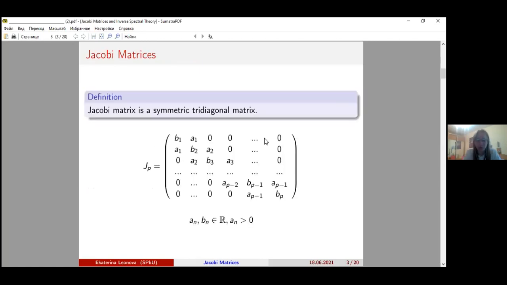So usually what is done, people study Jacobi matrices. What is a Jacobi matrix? It's basically a symmetric tridiagonal matrix. Everything except the main diagonal and the two diagonals above and under it is zeros, and it's also symmetric. Usually we have the coefficients a_n and b_n in real numbers, and a_n is usually greater than 0.